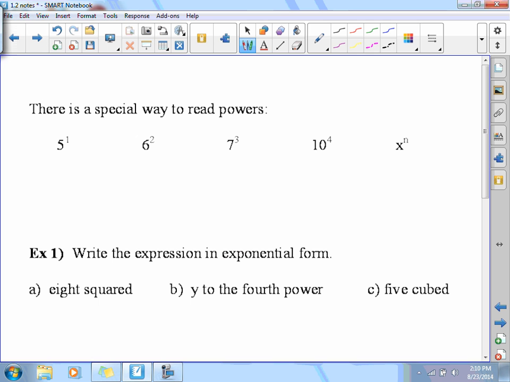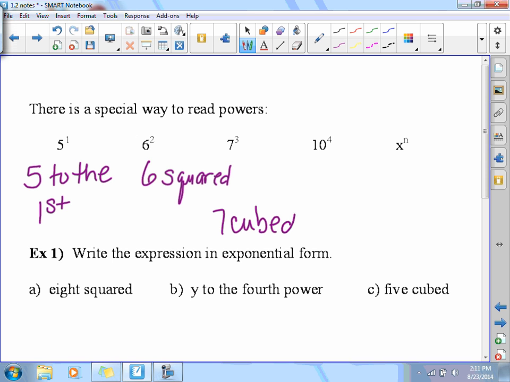Now there are certain ways that we want to read our powers. 5 to the first power is how we would read this. This one we can say 6 to the second, or we can also say 6 squared. This next one is 7 to the third power, or we could also say 7 cubed. This next one would just be 10 to the fourth power. So usually it's just the base and then to the whatever power you have.